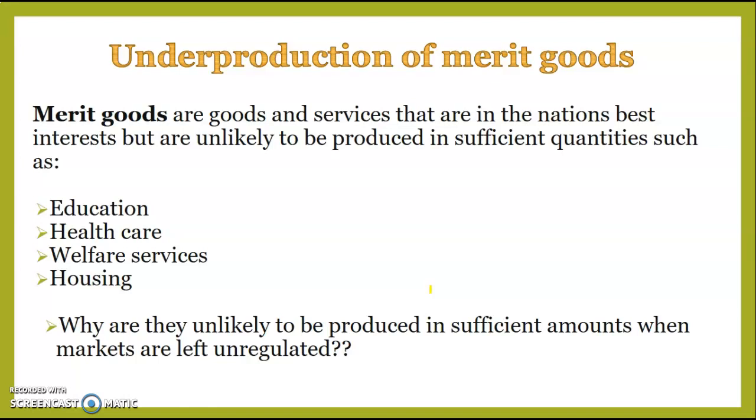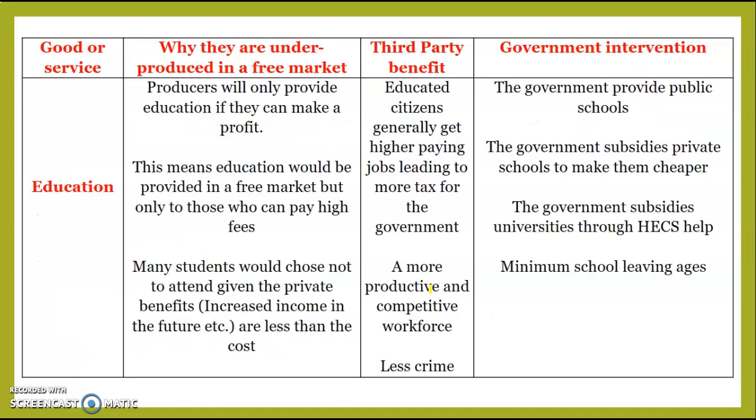So things like education, healthcare, welfare, these are things that would be underproduced because often there's not enough profit to be made from selling them. And they have third-party benefits for other people. So education is a big one. Producers will only provide education in a free market if they can make a profit. This means that education will essentially be under-allocated in a free market. And some students will choose not to go, given the costs will be more than their own private benefits. So, for example, if it costs $30,000 to go to school, but you only think you're going to get $20,000 in benefits, then you may not go to school.